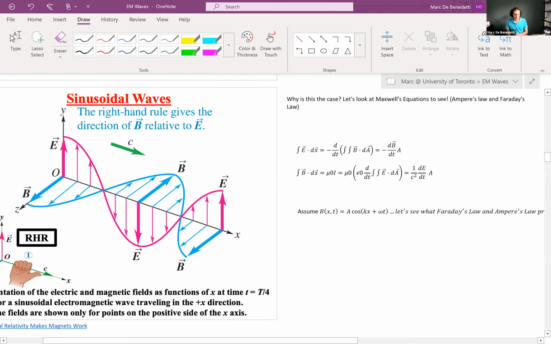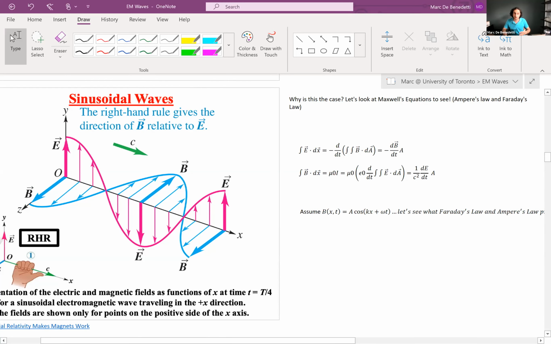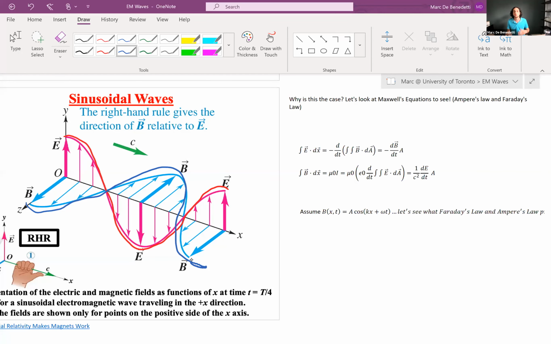So we do know that it's electromagnetic radiation. I told you last lecture that we have a combination of a sinusoidal electric field in conjunction with a sinusoidal magnetic field. And they happen together and they oscillate in phase with one another. Why is this the case?